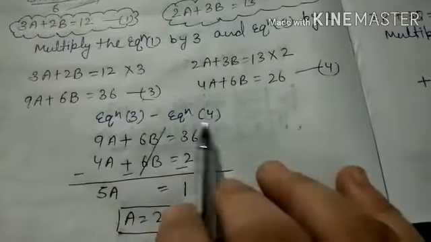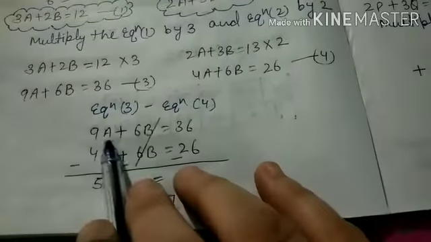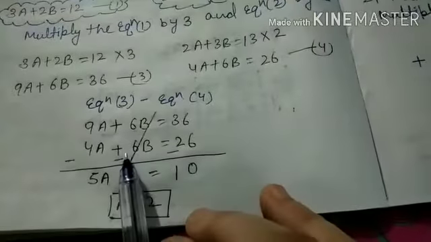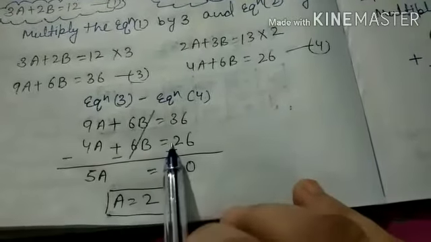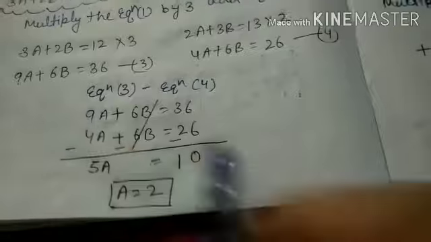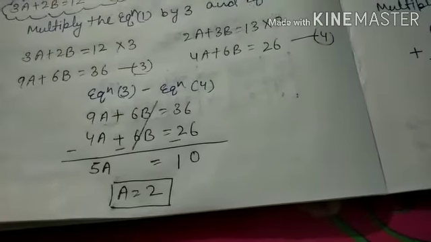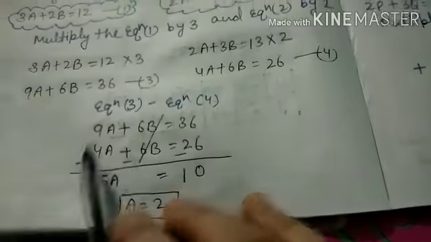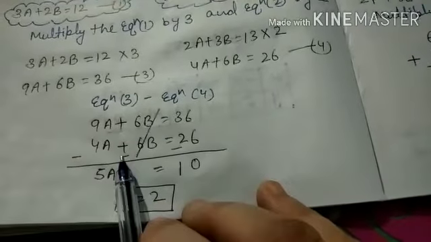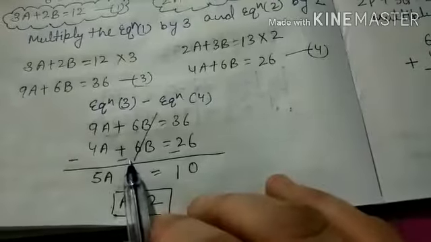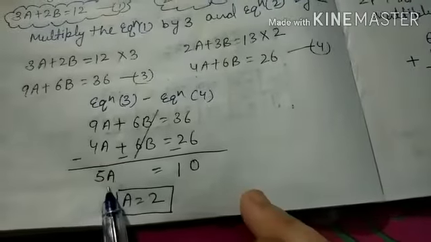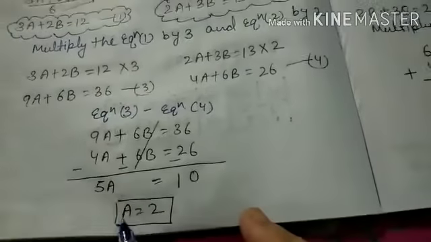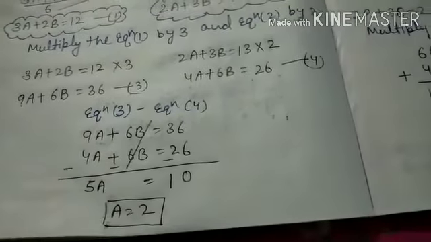Subtract equation 4 from equation 3. 9a plus 6b is equal to 36 we have, and the fourth equation 4a plus 6b is equal to 26. Subtraction we are doing here, so we will put a negative sign here and the signs will be changed. Minus, minus and minus. It will be cut. 9a minus 4a is equal to 5a and 36 minus 26 is equal to 10. So the value of a we have 2.